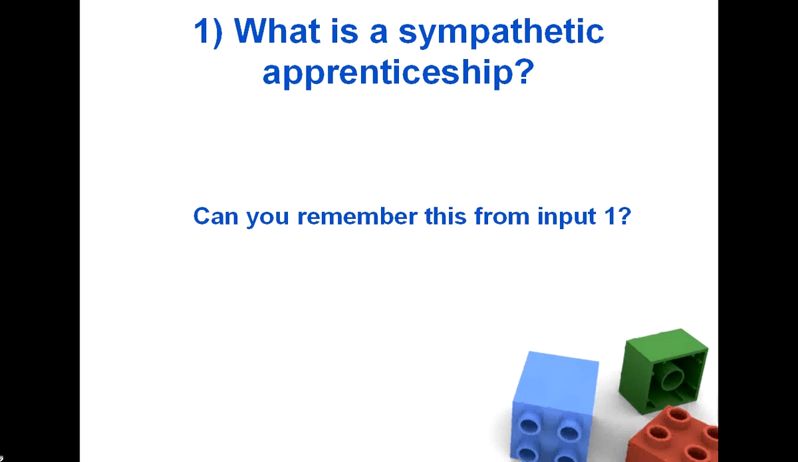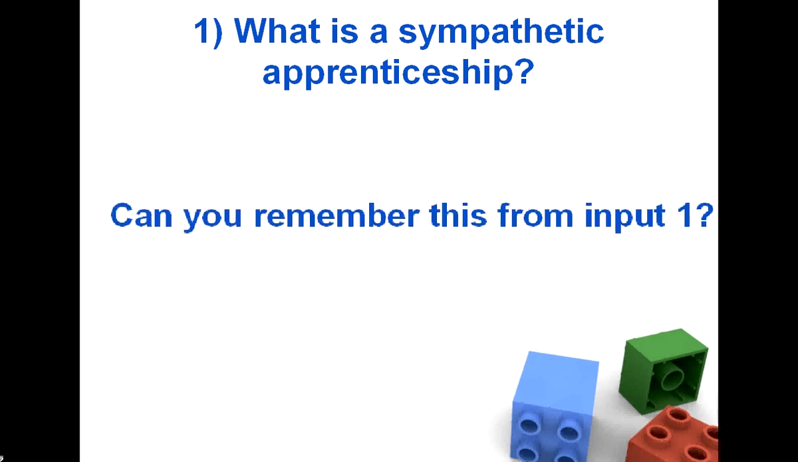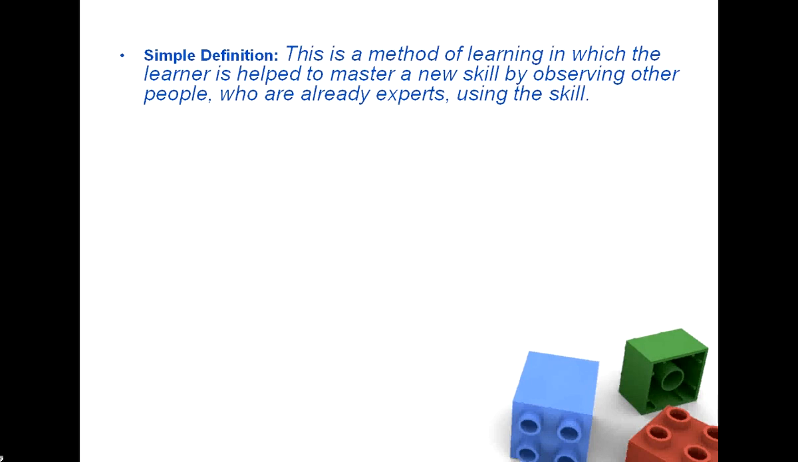Now, can you remember this from input 1? Let's take a look. Here's a simple definition. This is a method of learning in which the learner is helped to master a new skill by observing other people, who are already experts, using the skill.